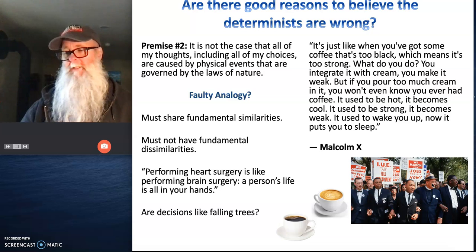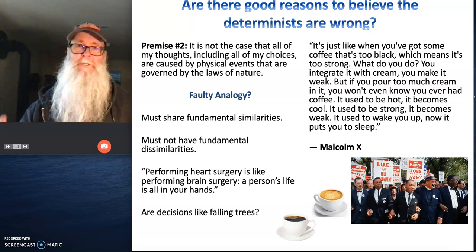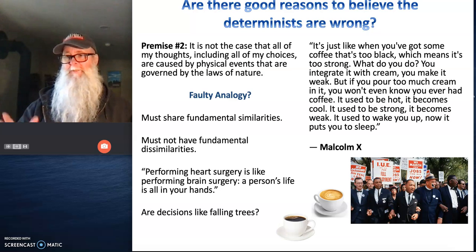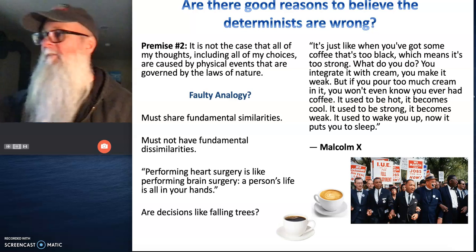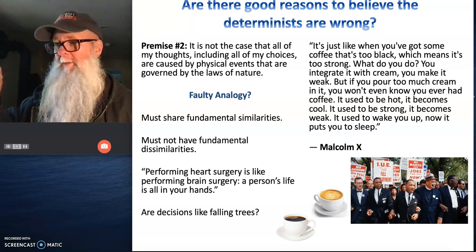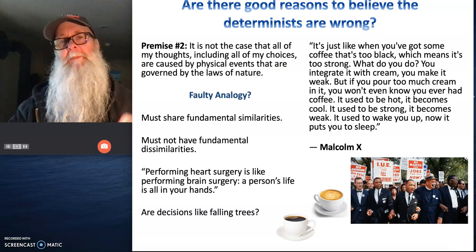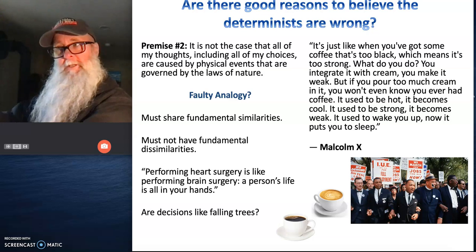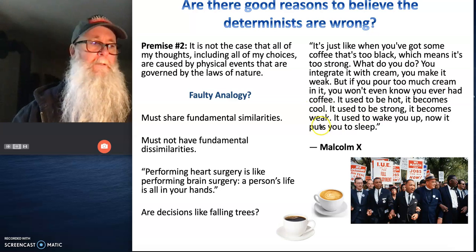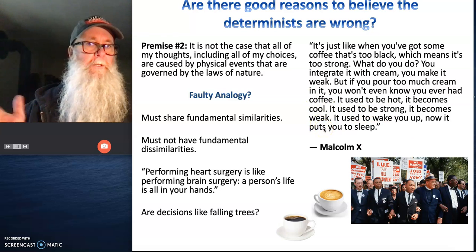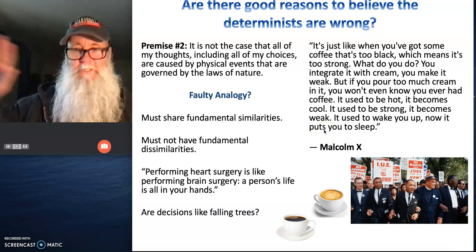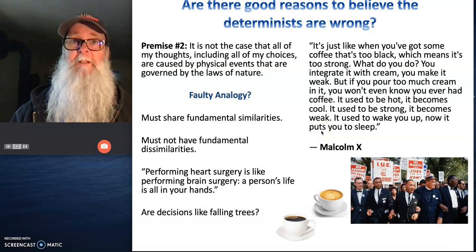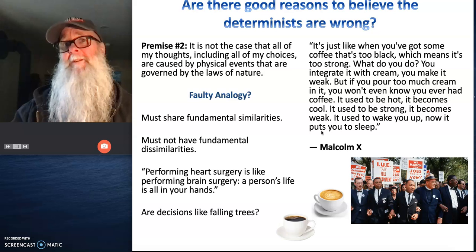In other words, I don't accept, says the libertarian, that my experiences of thinking and choosing are similar enough as events to physical events like trees falling and so forth that you can draw a conclusion about what must be the case for my thoughts based on what is the case for physical events that take place in the world out there. So I don't think I can accept that what must be true of trees falling is also true of my thoughts occurring, because I don't think these things share fundamental similarities, and I think they share a lot of fundamental dissimilarities.